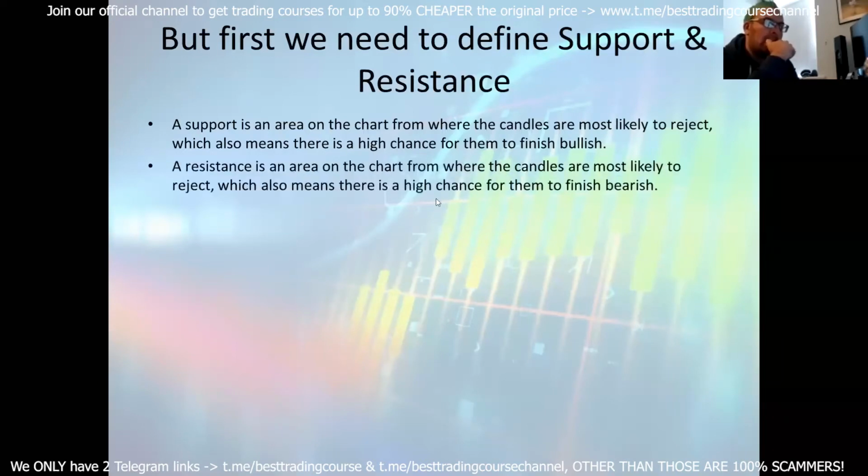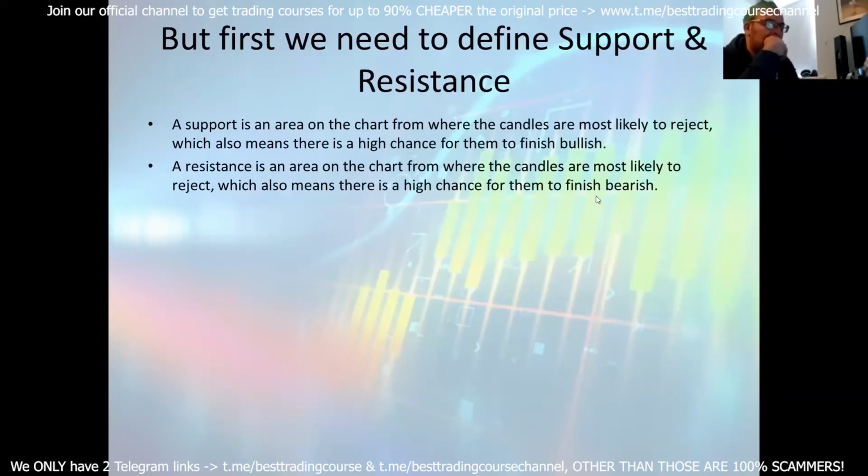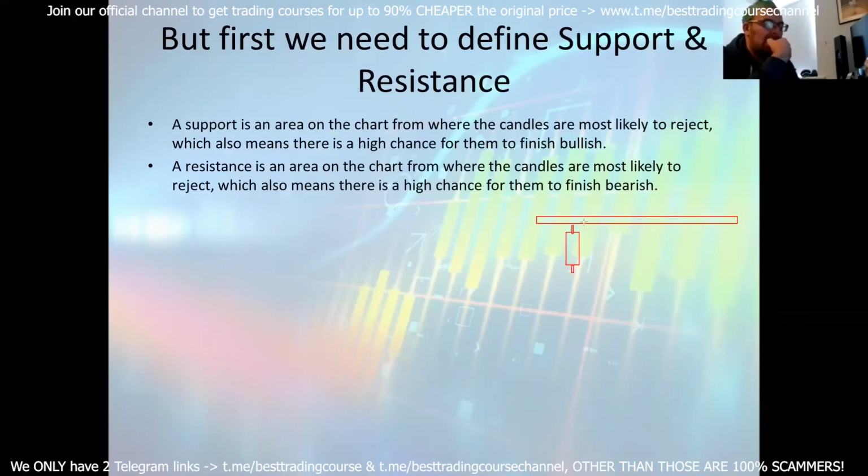Let's take a look at the next one here. A resistance is an area on the chart from where the candles are most likely to reject, which also means there's a high chance for them to finish bearish, right? So resistance is the opposite of support. When you have resistance and you have candles at resistance, there's a high chance that the candles are going to reject, or you can have a breakout or whatever.